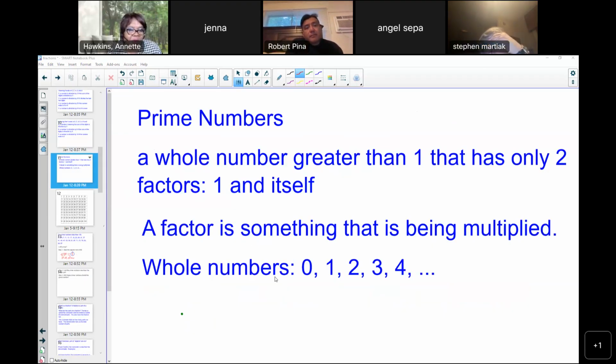And here are the whole numbers: 0, 1, 2, 3, 4. And these 3 dots mean it keeps on going in this pattern, different by 1. So it says a whole number greater than 1 that has only 2 factors, 1 and itself. So let's see what kind of numbers we're talking about. Okay?